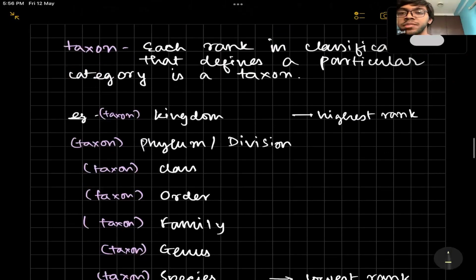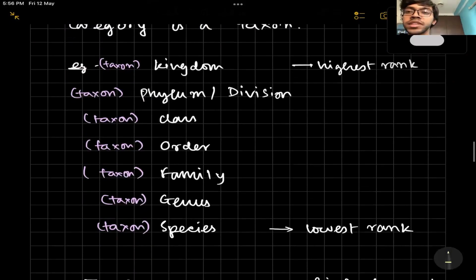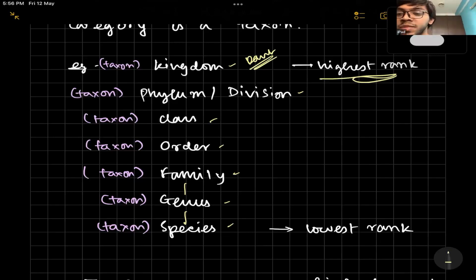Let's see it by example. You know the hierarchy that goes kingdom, phylum, class, order, family, genus, and species. Each of these is a rank, kingdom being the highest rank and species being the lowest rank. So each of these ranks is called a taxon.